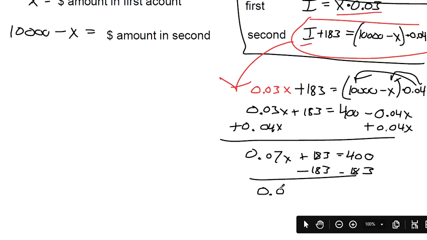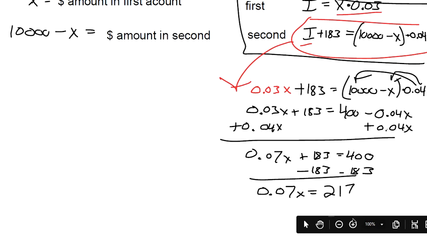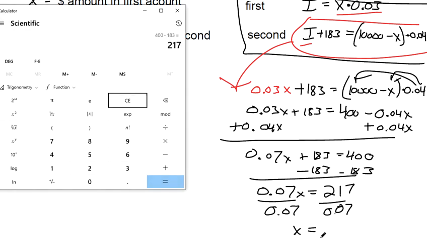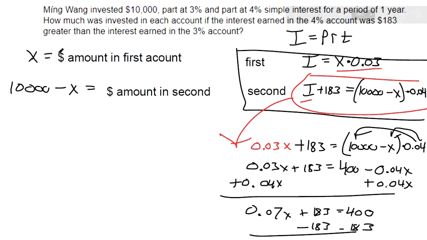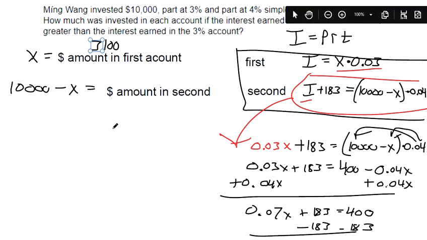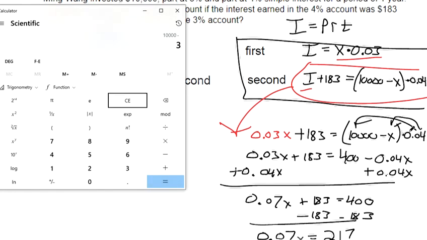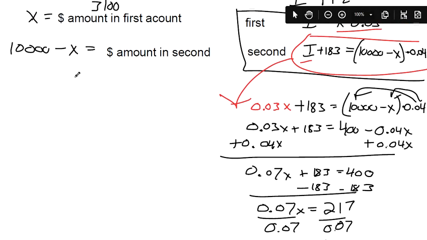So we get 0.07x equals 400, subtract 183, that makes 217. And then divide both sides by 0.07. So we get 3,100. Okay, so the amount in the first account is 3,100. So that means the amount in the second account is just the 10,000 that we started with subtracted by the 3,100 we invested in that first account, so 6,900.